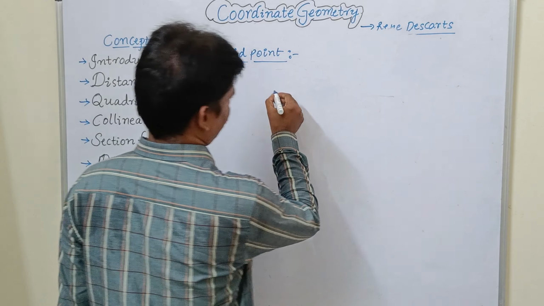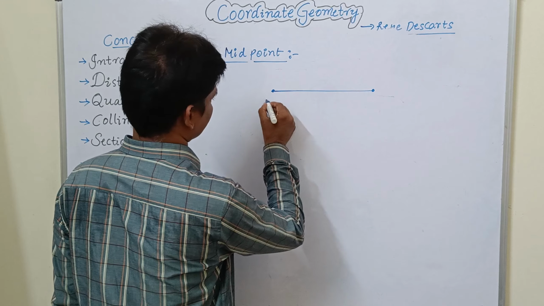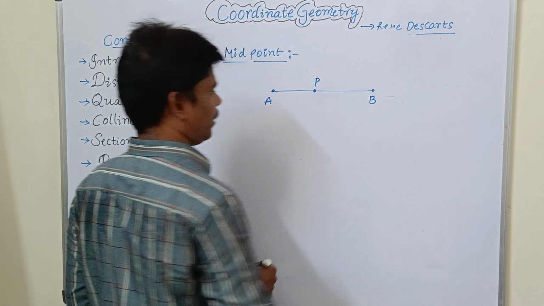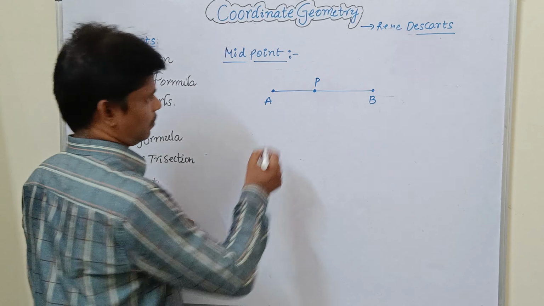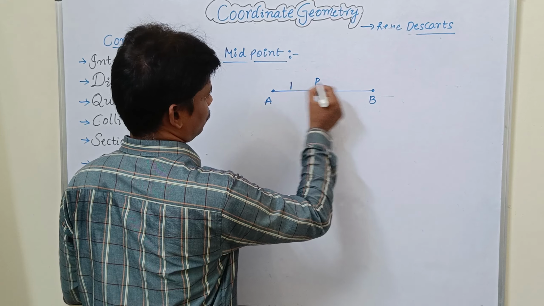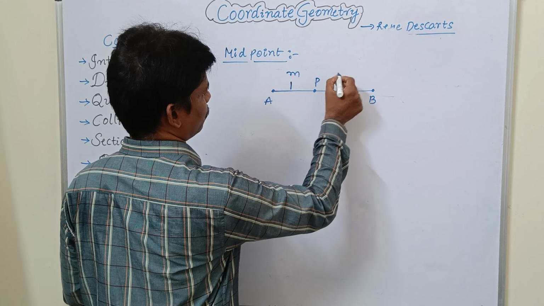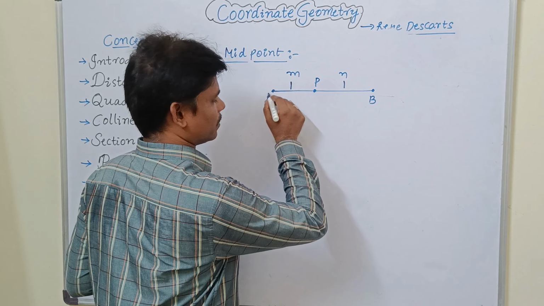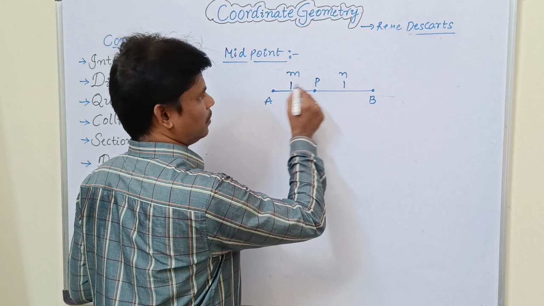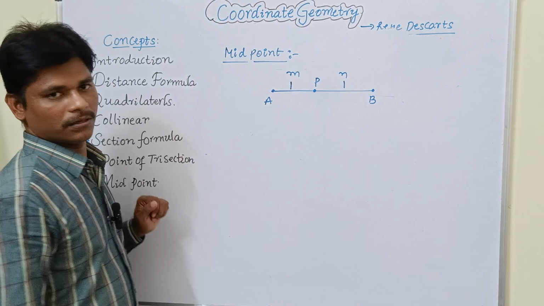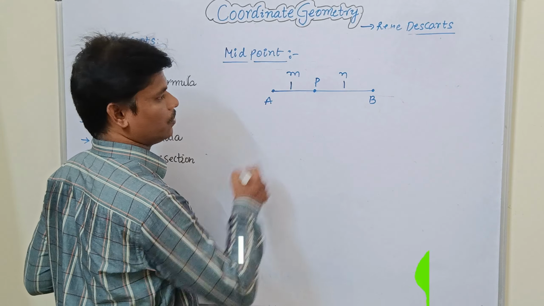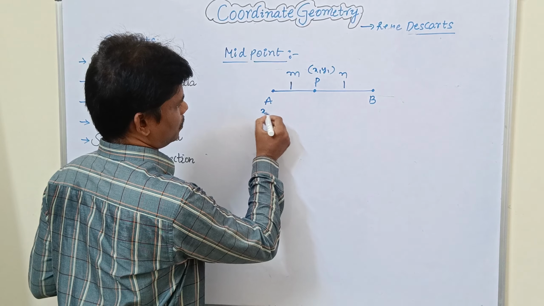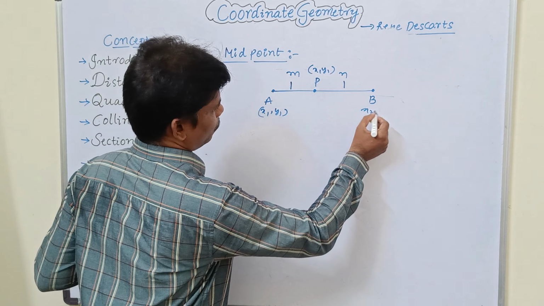Suppose take one line segment AB. P is a point. The point P divides the line segment equally. Suppose this is 1, this is 1. So here the m:n ratio is 1:1. This point divides the line segment in equal ratio. So how do we find this point? Suppose these are x1 y1 and x2 y2.